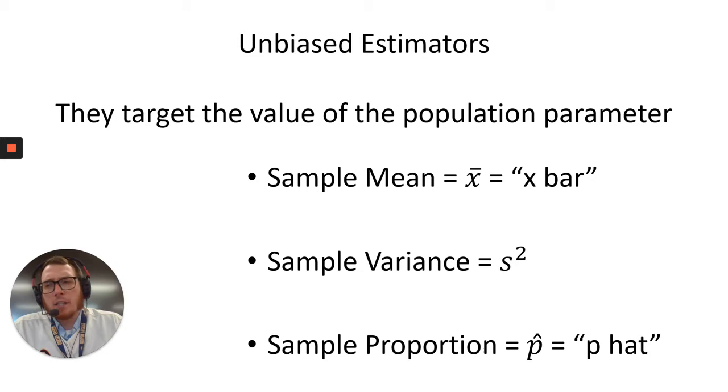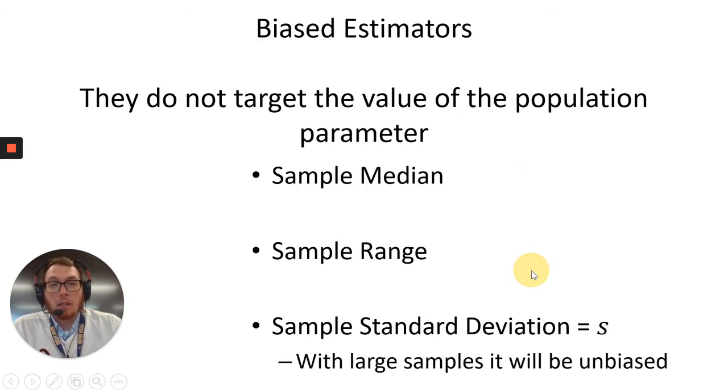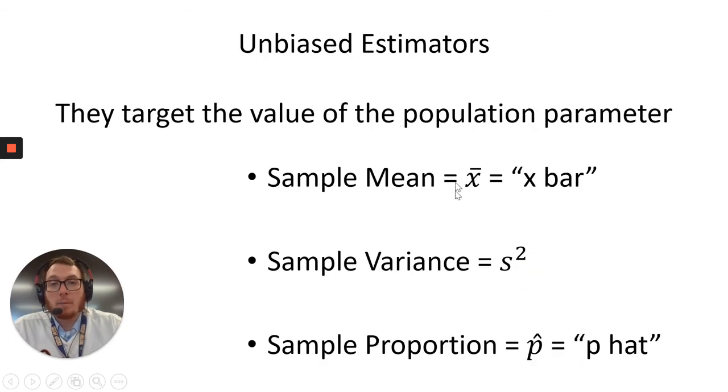The number one thing that you want to take away from today's information is what's an unbiased estimator and what's a biased estimator. Okay, unbiased estimators are what you want to look at typically because they target the population parameters and what it should happen with the population. So examples of that would be the sample mean. Okay, we call that X bar. So you've got the sample mean right here, denoted X bar.